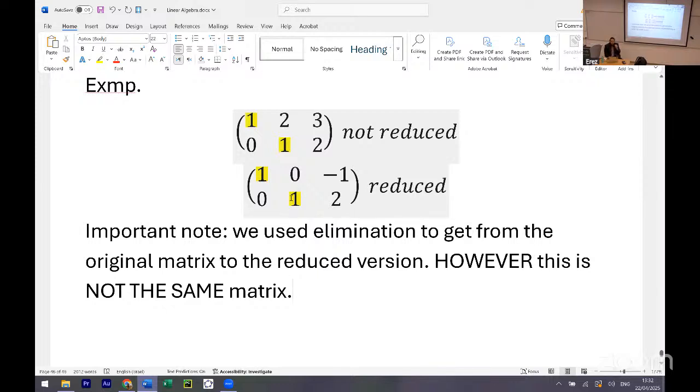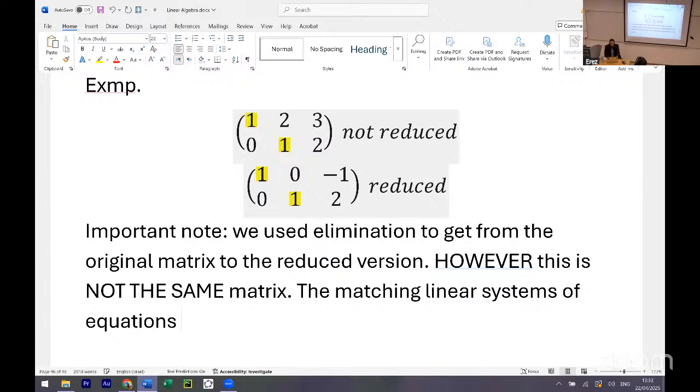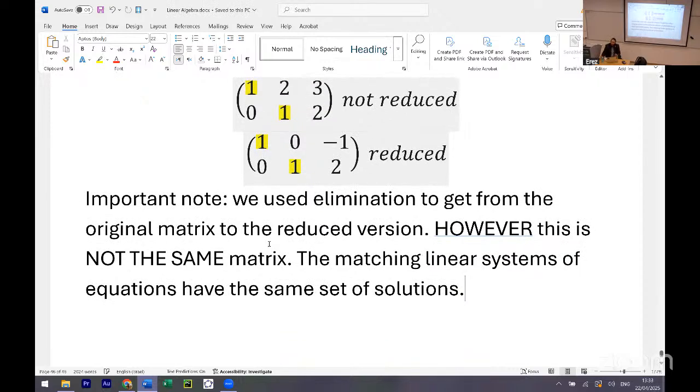So what is the connection between the 2 matrices, the first and the last, with regards to the linear system of equations? They have the same solution. The matching linear systems of equations have the same set of solutions. I can't explain enough how important it is.